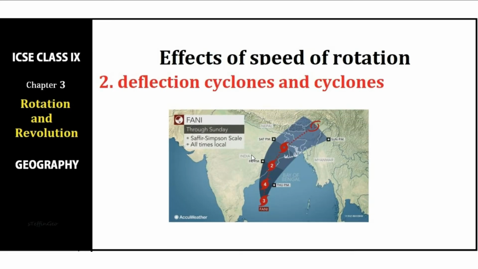Now the second thing is the deflection of cyclones and anticyclones. Again, typing error, it should be anticyclone. So here you can see the cyclone is not moving in a straight line. This is about the Fani cyclone. It originated in the Bay of Bengal last year. And you can see the path, it's not going straight. Instead, it is going towards the right side. So this kind of deflection is also due to the Coriolis force.